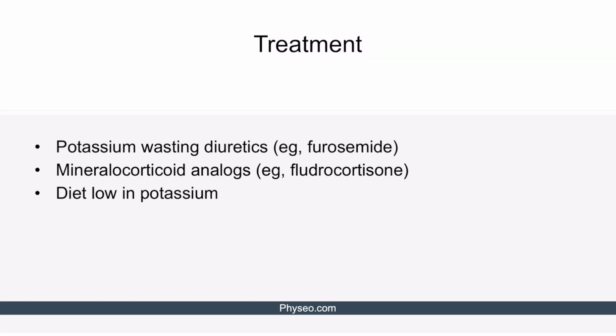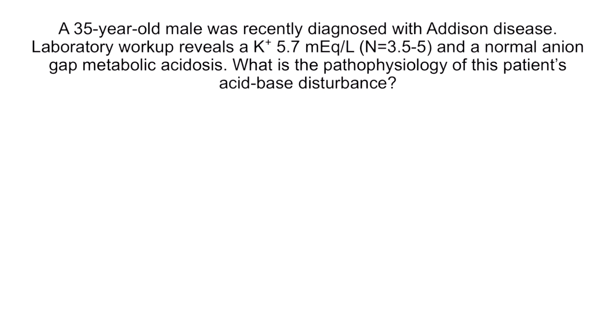Hence, furosemide, a potassium-wasting diuretic, can be given. Mineralocorticoid analogs such as fludrocortisone are given to patients with primary adrenal insufficiency. And lastly, patients should be put on a low potassium diet. All right, let's try a question.